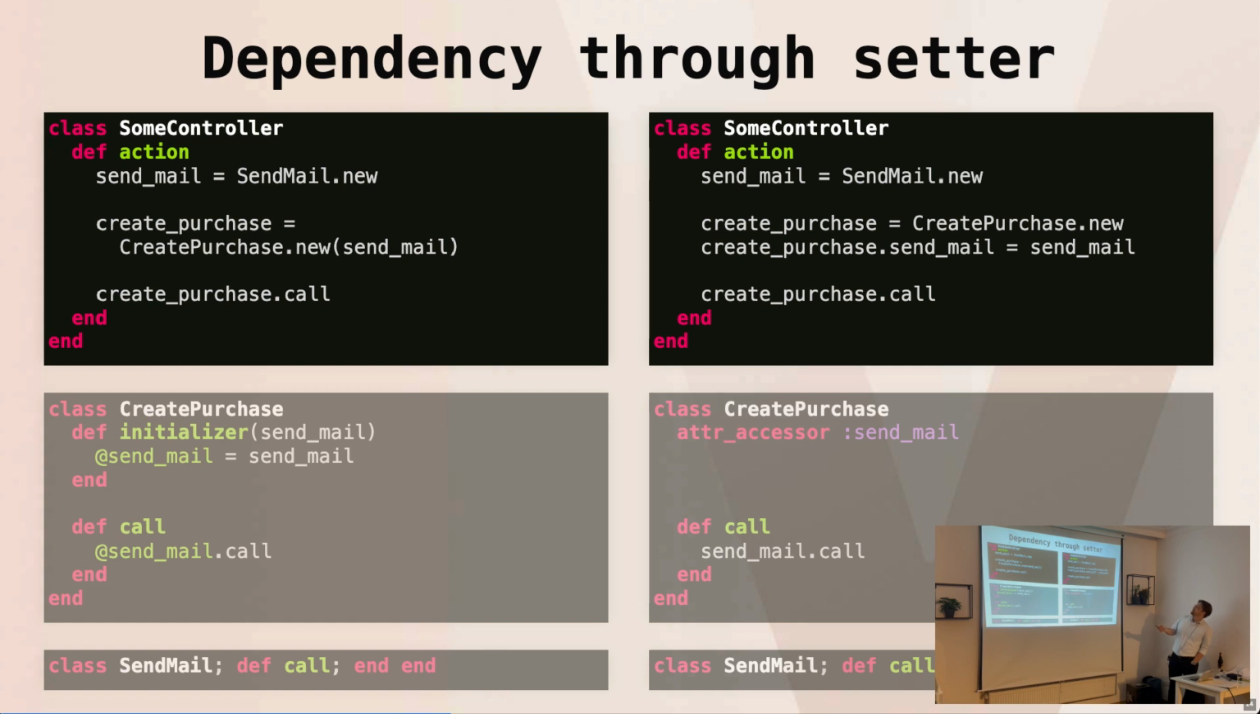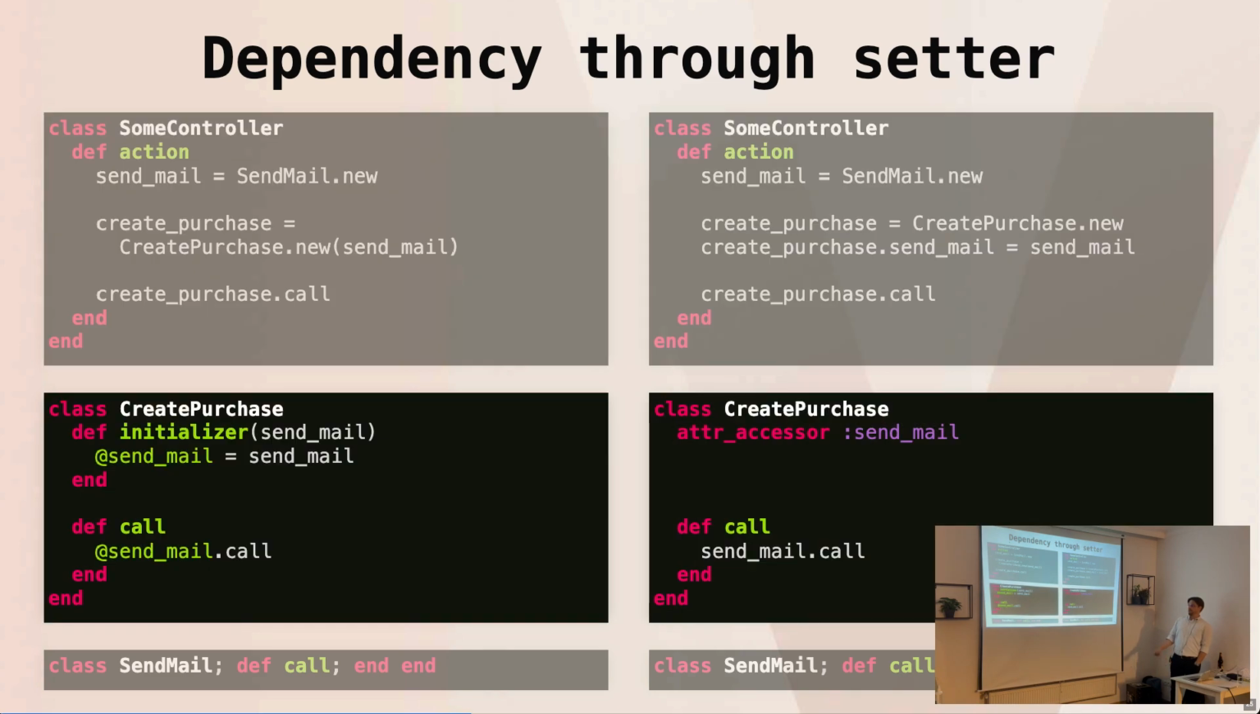What did I change here? Again, left side old code, right side new code. As you see, previously we put our dependency as an argument to the initializer. This time we create just an instance and then set the dependency. This is the main difference. In the service itself, it changes because we can replace our initializer and just use the default one without any arguments. And we have instead an attr_accessor to have the ability to have a reader and setter.